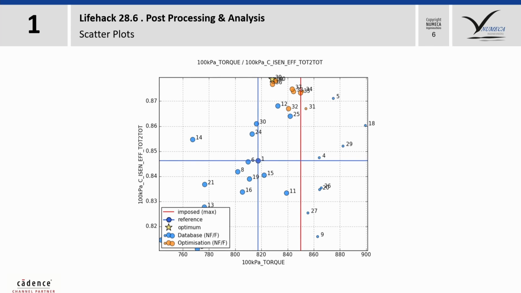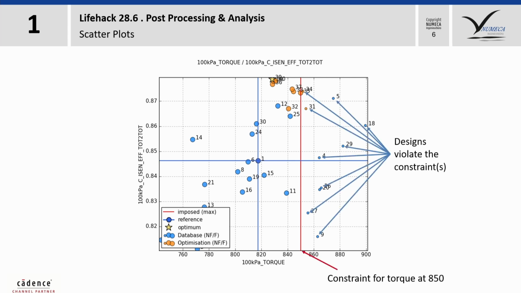You can also change the presentation of the individual results here, so that, for example, invalid designs that violate a restriction or a constraint are marked here with small circles. Also, a Pareto front can be displayed with this type of plots.